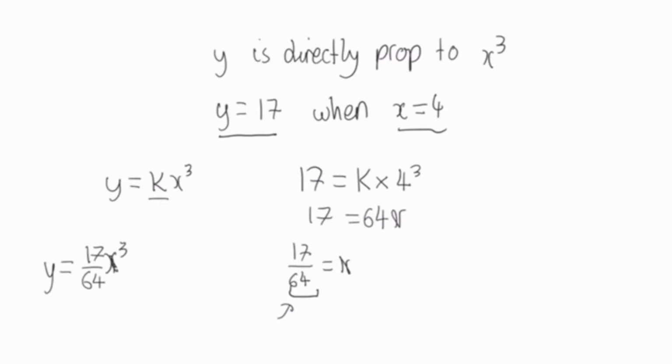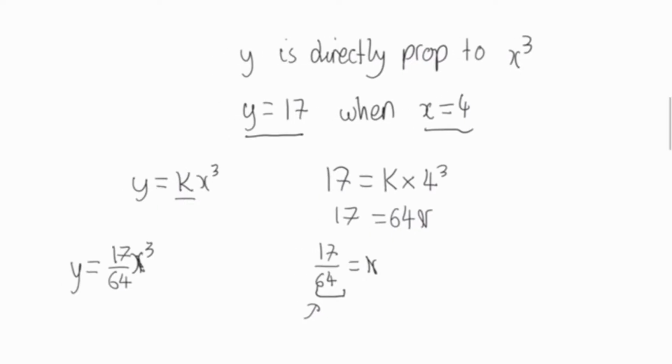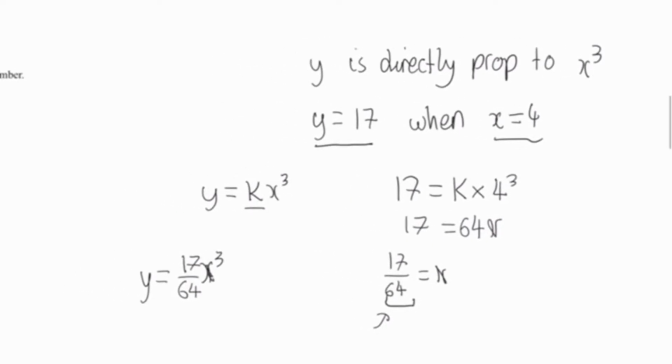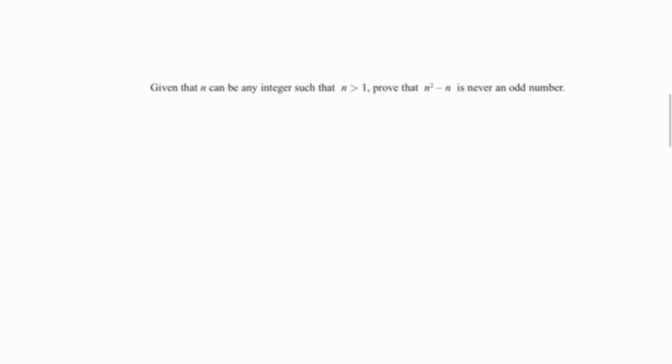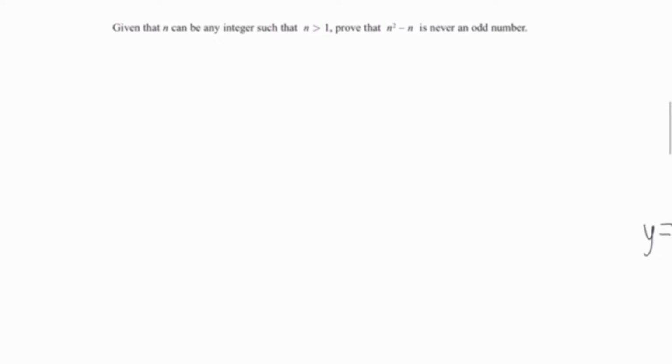So moving on from that, we have, let's just see, just double checking something. Okay, so now what we have is a question on proof. So here it is. We're told that given that n can be an integer such that n is greater than 1, prove that n squared minus n is never an odd number.